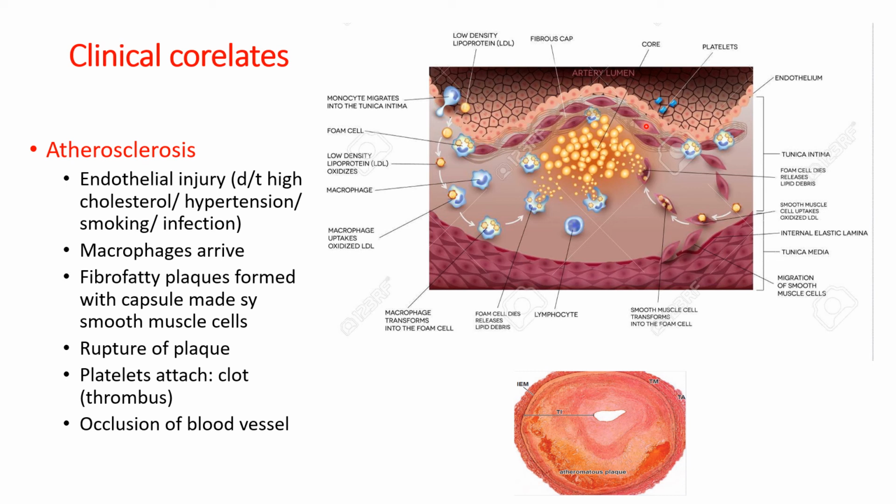So this is a very simplified version of the sequence of events that leads to formation of an atheromatous plaque. In this picture, which is a transverse section of a blood vessel, you can appreciate that this is the internal elastic membrane and the rest of the layers outside it are so thin, and you can see the thickness of the atheromatous plaque within the tunica intima, and you can appreciate that the lumen has considerably narrowed in this blood vessel. So this is atherosclerosis.